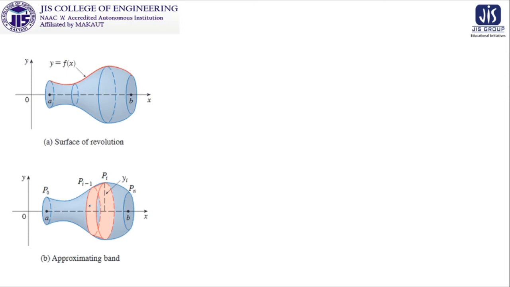This is our approximating band. This is a band shape. Look at this, and this is our approximating band. So it is p0. In this way we are proceeding, and we get p_{i-1} and p_i. These 2 points are taken and the calculation will be done like this.